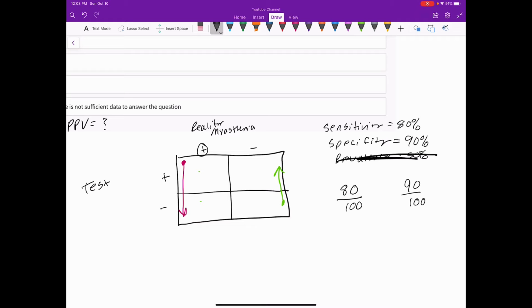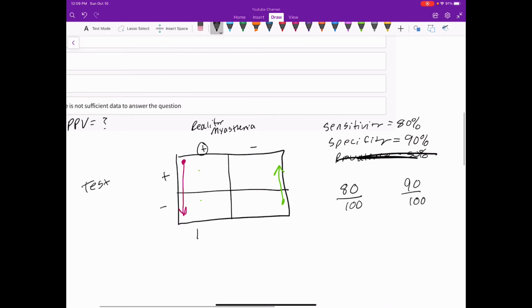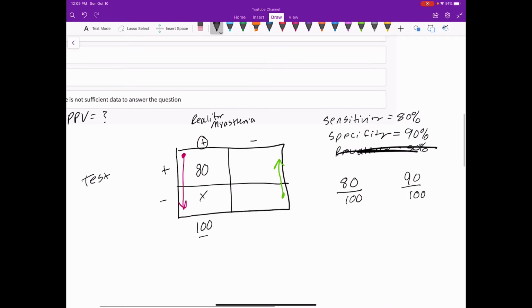Well, how are you going to do this? So, what I do, because I always like working in hundreds, I'll put 100 down here, right? And I'm going to say, okay, so if this box has to equal 80, right? Because 80 over 100 is going to equal 80%. What has to go in this box? Well, it can't be 100 because you know the total, the sum is 100. So it's got to be 20.